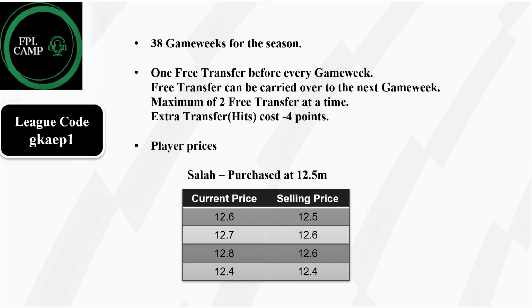For a price fall, however, it is directly reflected when you sell the player. So if the price of the player becomes 12.4 and you have bought him at 12.5, now if you sell him, you just get 12.4 million.